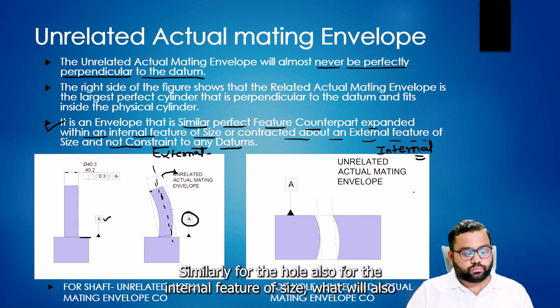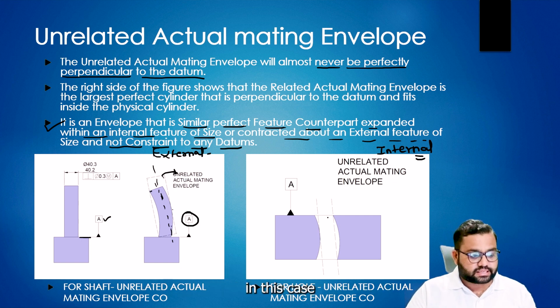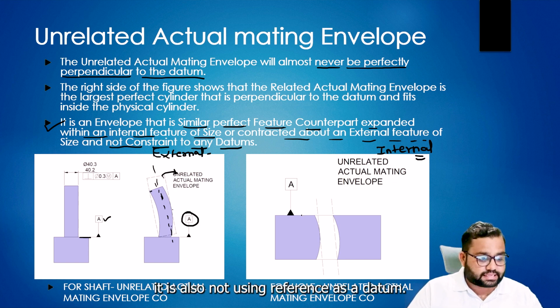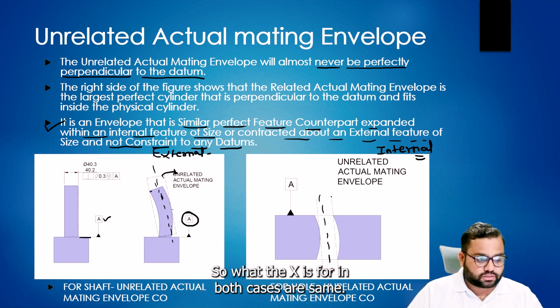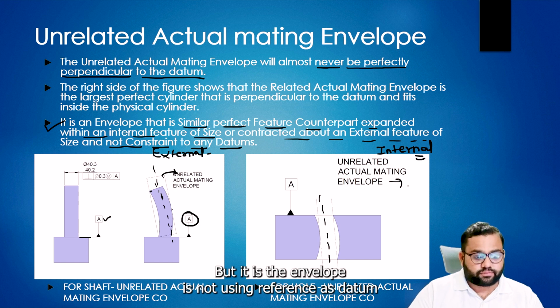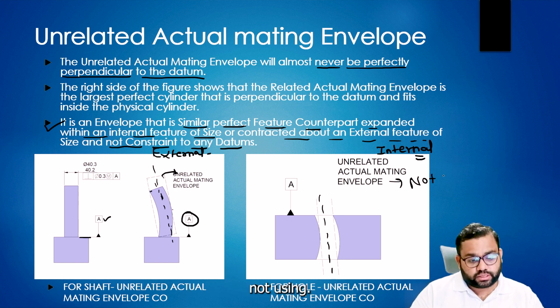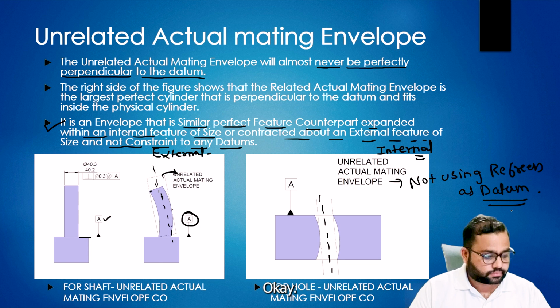Similarly, for the hole, the internal feature of size, in this case it is also not using a reference as a datum. The hole axis and the axis of the envelope are the same. So the axis in both cases is the same, but the envelope is not using a datum as a reference.